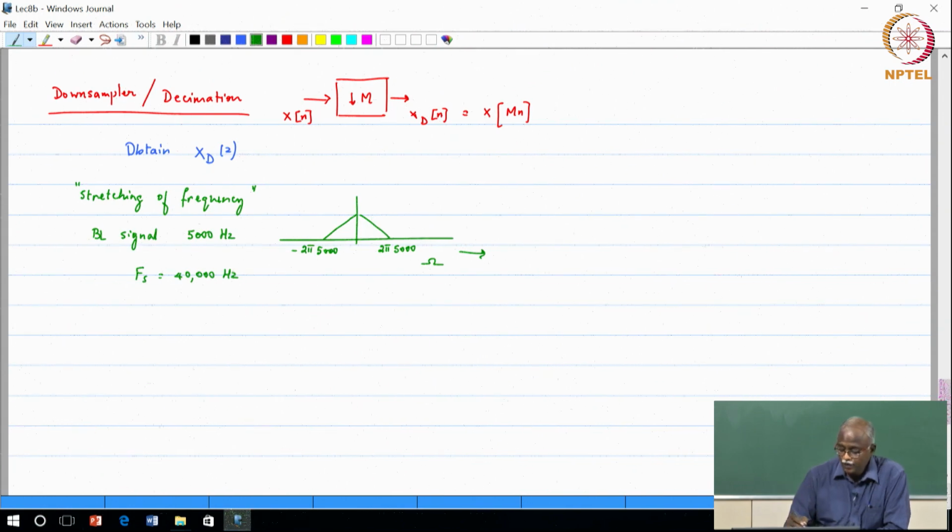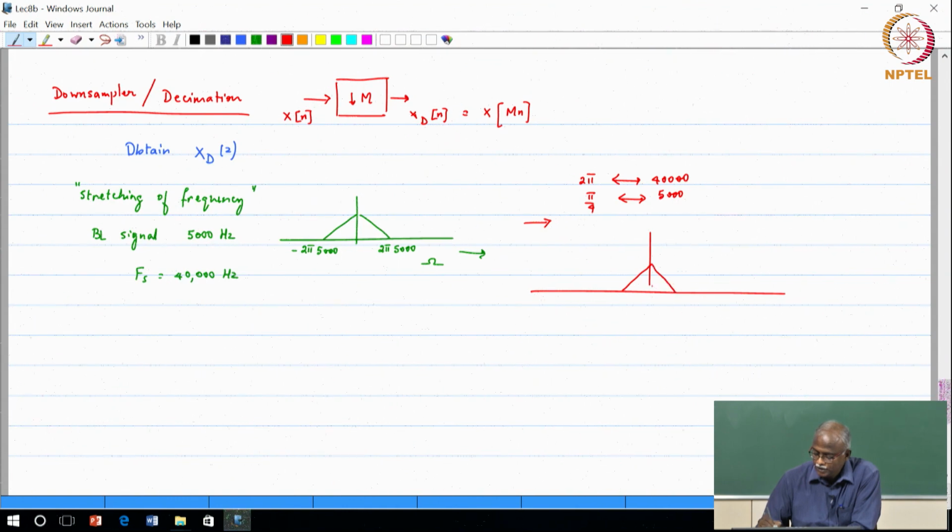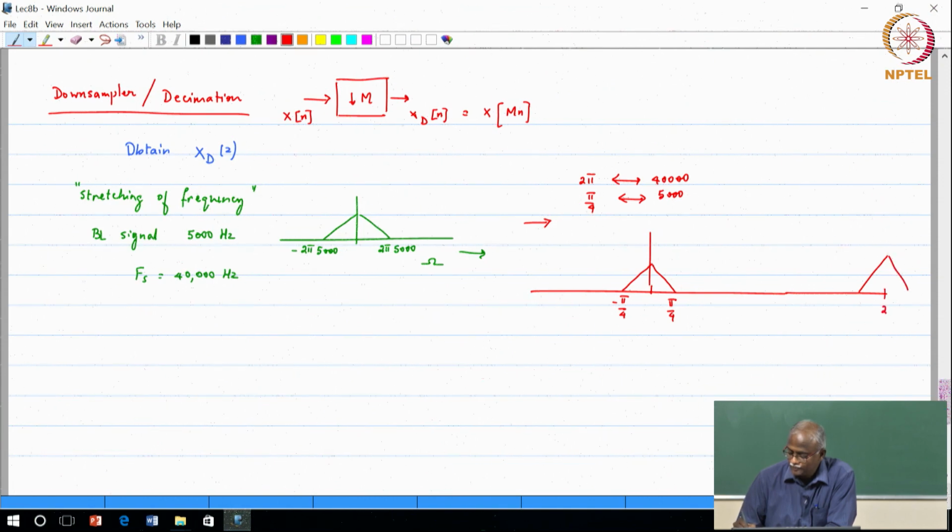If I were to now translate this into the discrete time domain, basically 2 pi corresponds to 40,000. So 5000 is 1 by 8 of that. This will correspond to pi by 4. So the discrete time spectrum for this signal is minus pi by 4 to pi by 4, and then this spectrum will repeat at 2 pi. Am I right? That is a straightforward sampling representation.